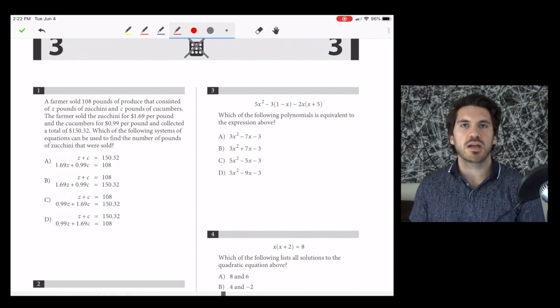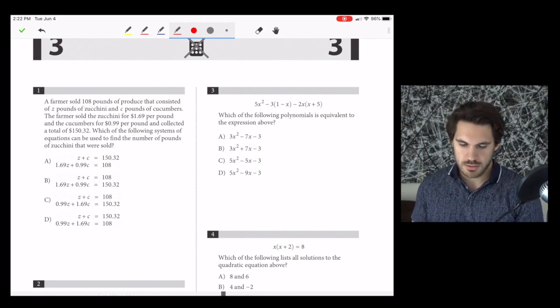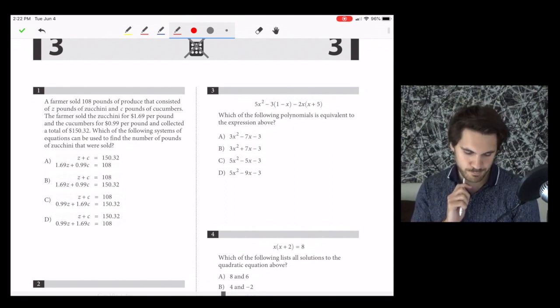Okay, ladies and gents, welcome to the April 2017 non-calculator section of the SAT. Okay, let's get into it.